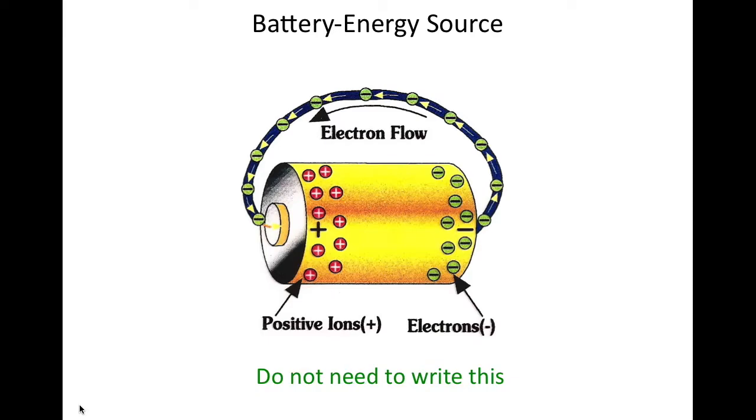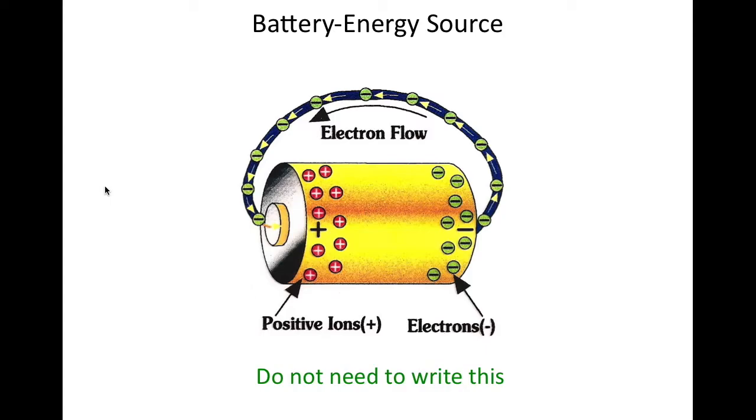Here is a diagram of a battery that has been hooked up with a wire. A battery is a device that has stored chemical energy, and that is used to provide the force to move electrons. This battery produces a chemical energy that is transformed into electrical energy.